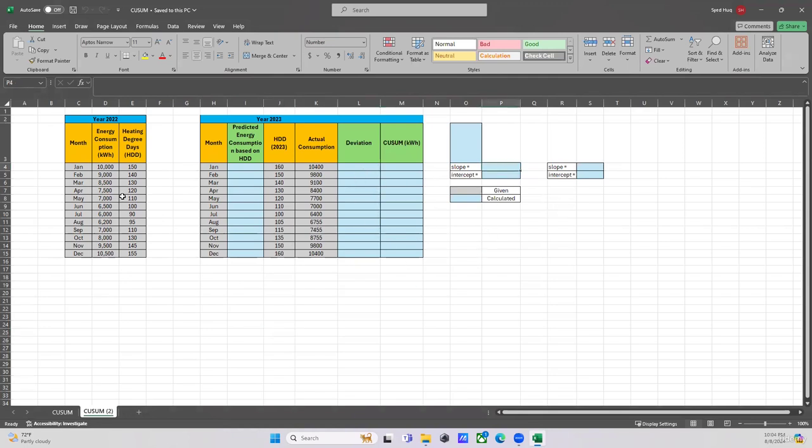So again, to calculate the slope, just use the formula. So let's first do it here actually. Equal to slope. Known y's is the energy consumption, that is the dependent variable. And x's are the heating degree days for the baseline year 2022. Next, the intercept. Again, the y's are the energy consumption and the x's are the heating degree days. Done. We are done calculating the slope and intercept.